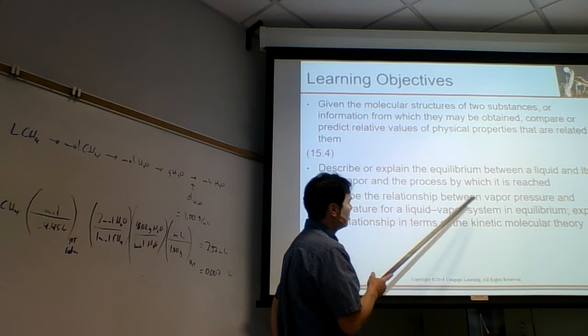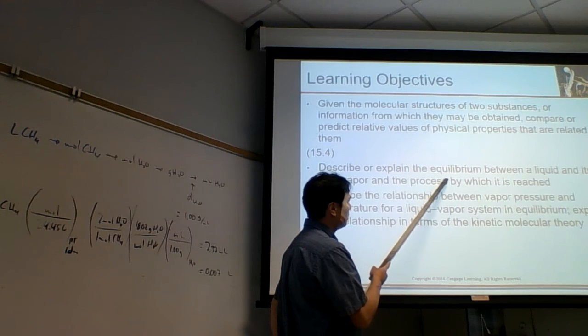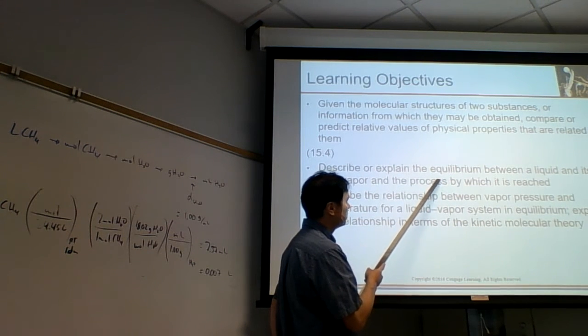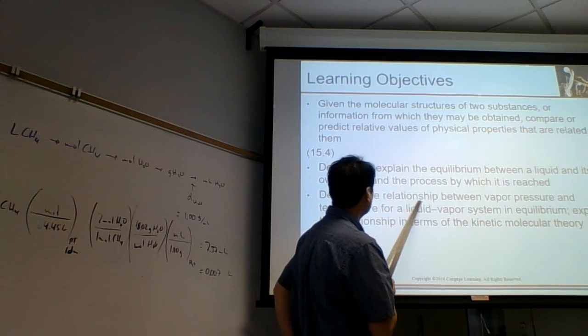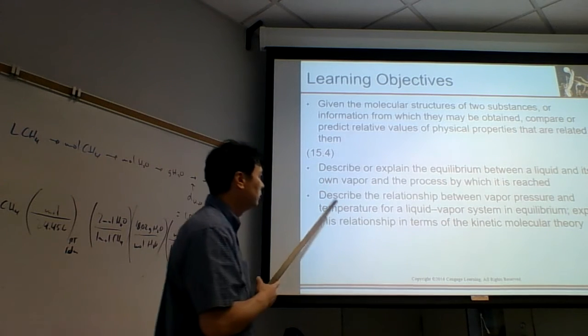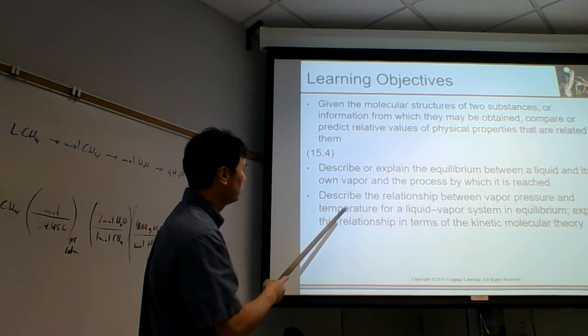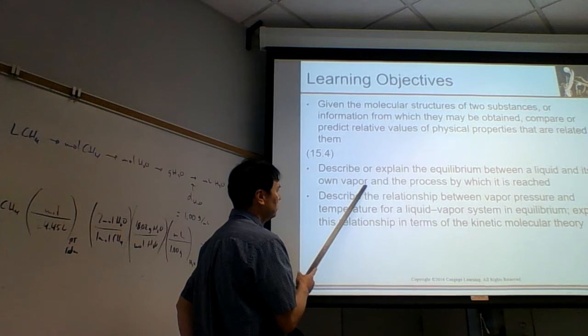Or when something melts, we also have a dynamic equilibrium. Equilibrium processes are important in chemistry, so this is our first peek at equilibrium. This is looking at what's happening during vaporization at the particulate level.